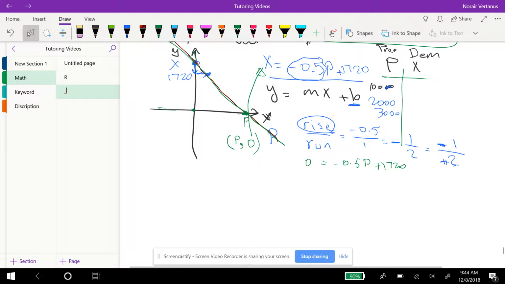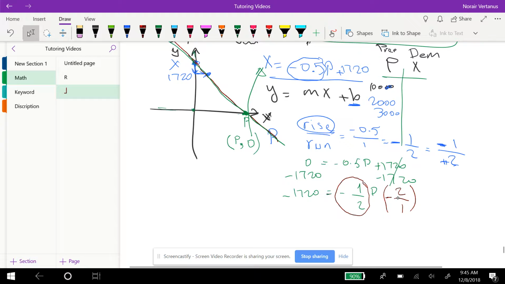I'm going to subtract 1,720 from both sides. This cancels, so you get negative 1,720 equal to negative 0.5 P. To simplify, I'm going to make 0.5 into negative 1 over 2. To solve for P, I want to get rid of this, so I'm going to multiply by the reciprocal. The reciprocal means 2 over 1 instead of 1 over 2, because 2 over 1 cancels 1 over 2. And since there's a negative, I'm going to multiply by negative 2 over 1.